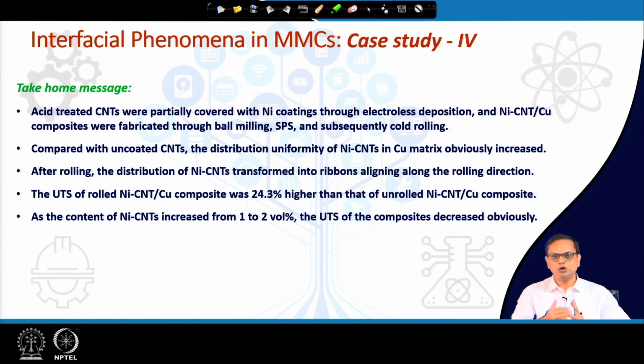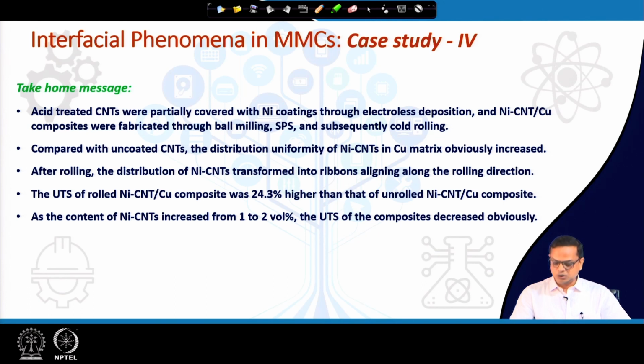Okay. So, you can see there are a lot of things happening here. Once you are using nanoparticles as reinforcement, and then you are trying to improve the wettability by doing different treatments like functionalization or coating with some metallic coating, how those things are affecting the mechanical properties, how those are affecting the microstructure, and how you should actually judge those things. I think this is a fairly good example to understand those different points.